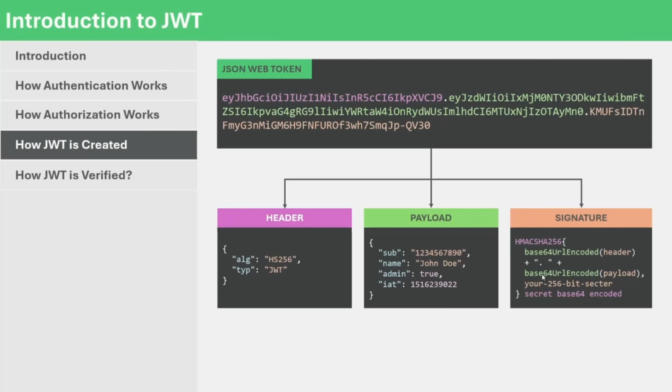We will learn about this signing process next, but remember that a JWT consists of a header, a payload and a signature. And signature in turn consists of header, payload and a secret string stored on the server. Now let's learn how the JWT signing process happens.